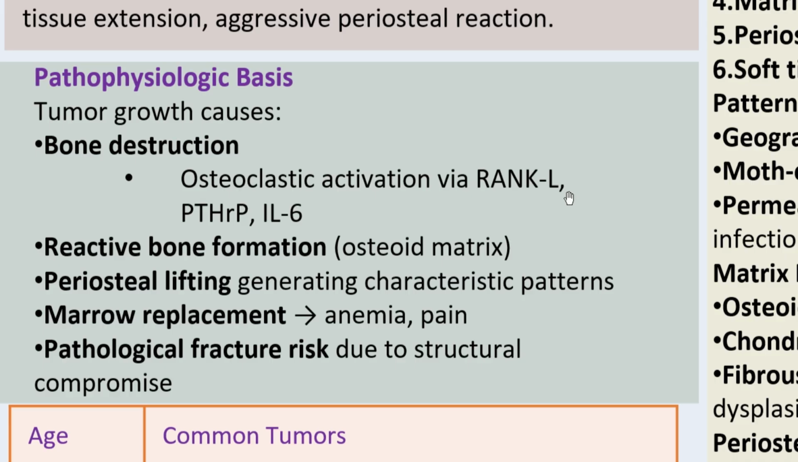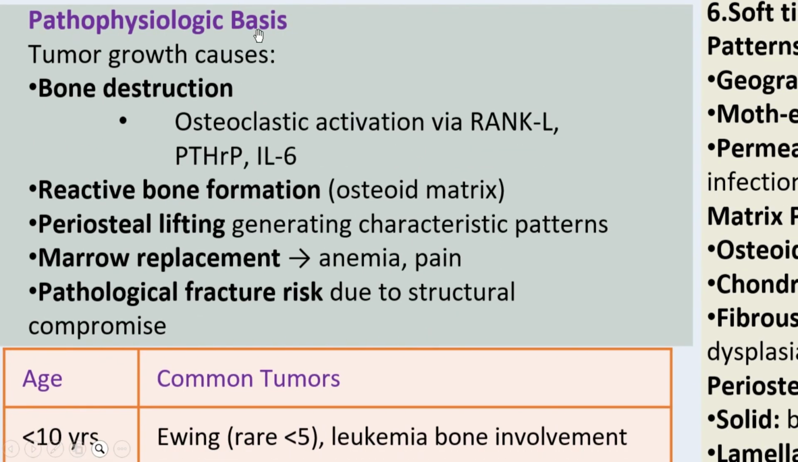You see things like the sunburst, things like the Codman triangle. They are going to come from this periosteal lifting. Then we have marrow replacement. The tumor inside is affecting the bone marrow. Things like anemia and pain are going to come in. And because of the destruction of the integrity or compromising the structure of the bone, we are going to have an increased pathological fracture risk.